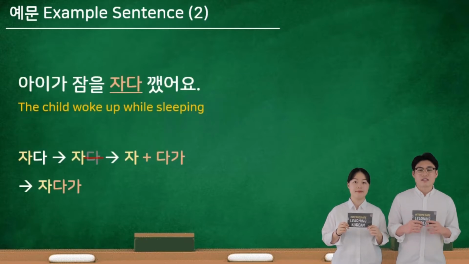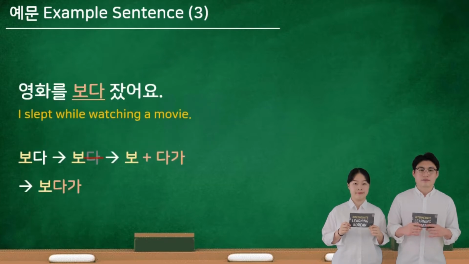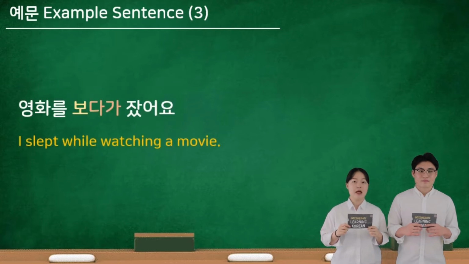This is the second example sentence. 아이가 잠을 자다 깼어요. When we remove 다 from the verb 자다, we can use 다가. So it becomes 아이가 잠을 자다가 깼어요. This is the third example sentence. 영화를 보다 잤어요. When we remove 다 from the verb 보다, we can use 다가. So it becomes 영화를 보다가 잤어요.